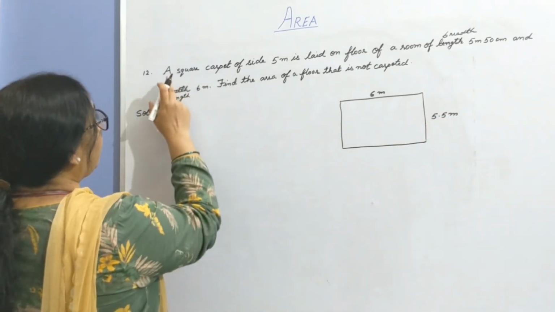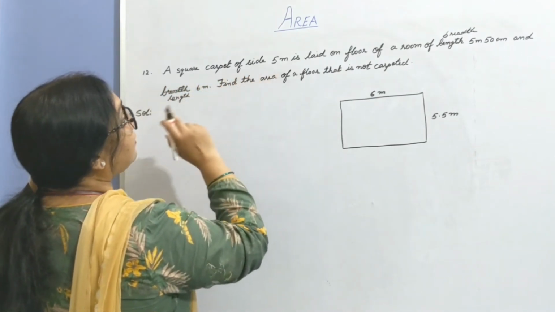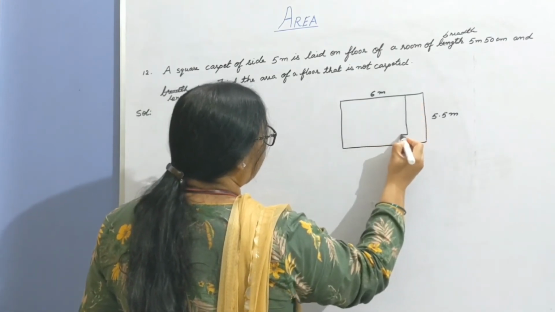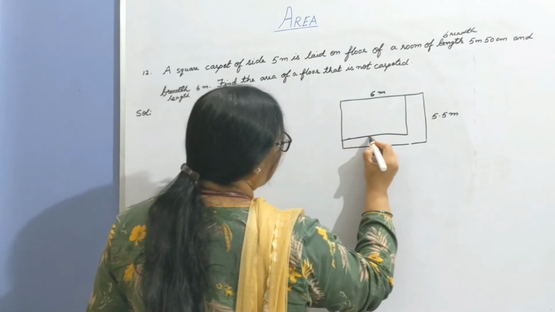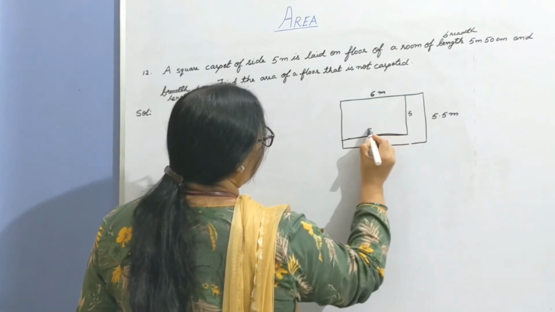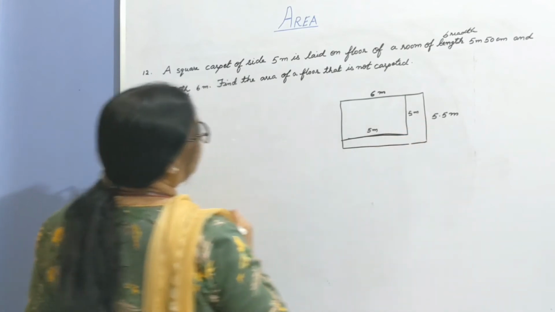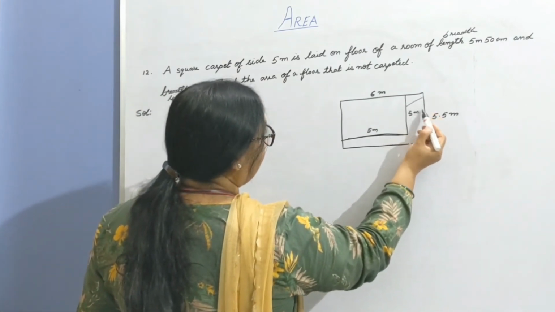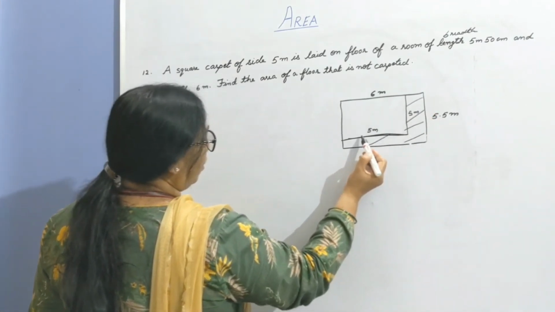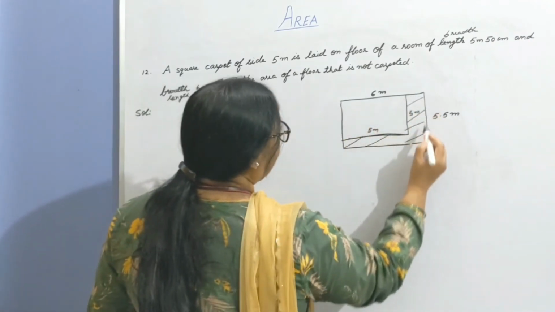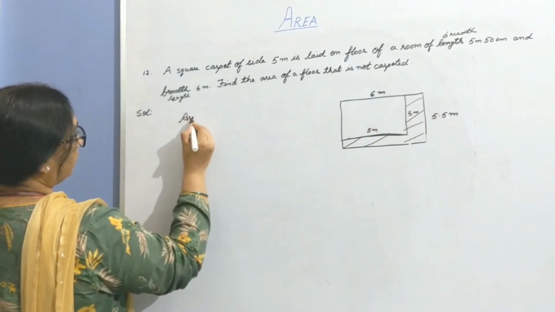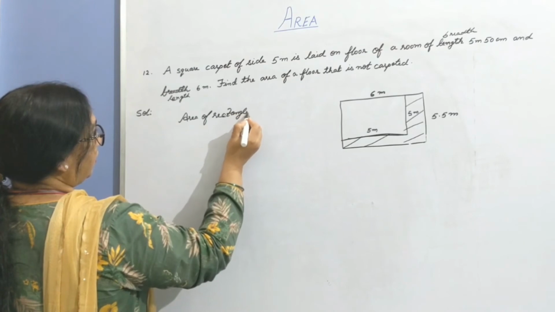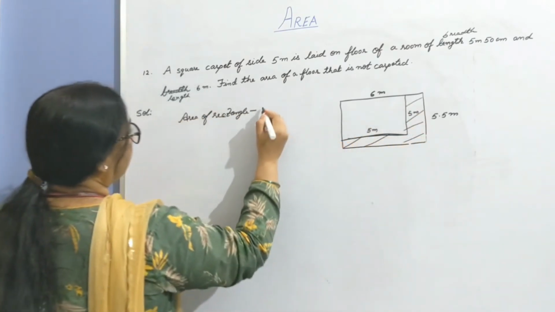Now, if a square carpet of side 5 meter is laid on the floor, suppose this is the carpet of square shape, 5 by 5 meter. It is laid on the floor. Find the area of a floor that is not carpeted. This area, you have to find this area. How will we find this area? The area of rectangle minus area of the square.